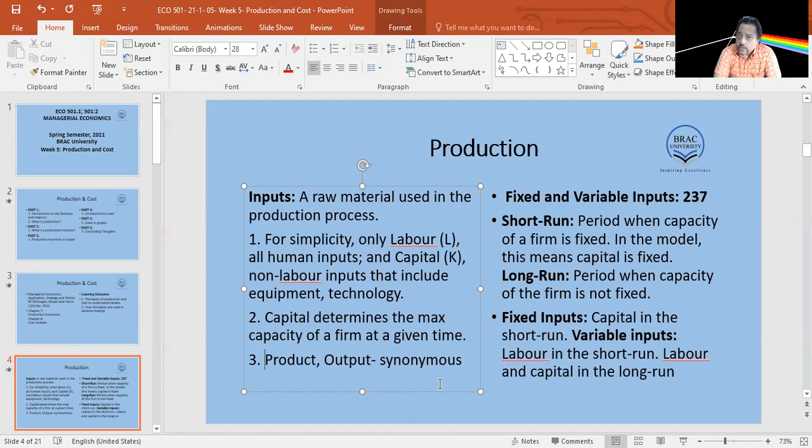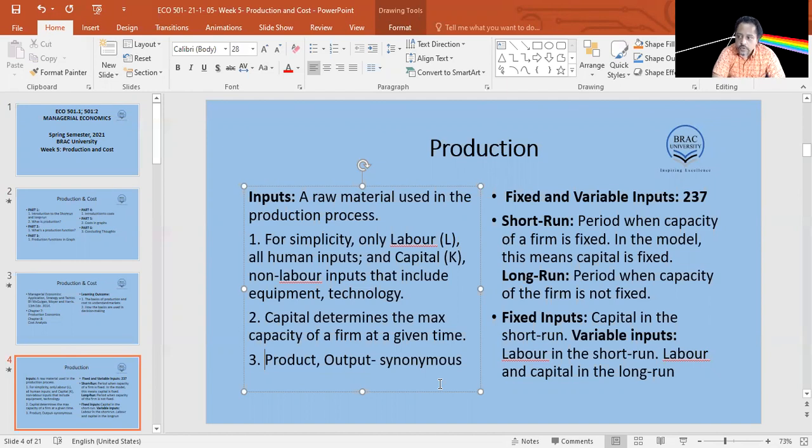Now, capital determines the maximum capacity of a firm at a given time. So if we can increase the amount of capital, the capacity of the firm will increase. This notion, or this particular assumption in our model, brings us to the concept of short run and long run in economics. Short run and long run also brings us to the concepts of fixed and variable inputs.